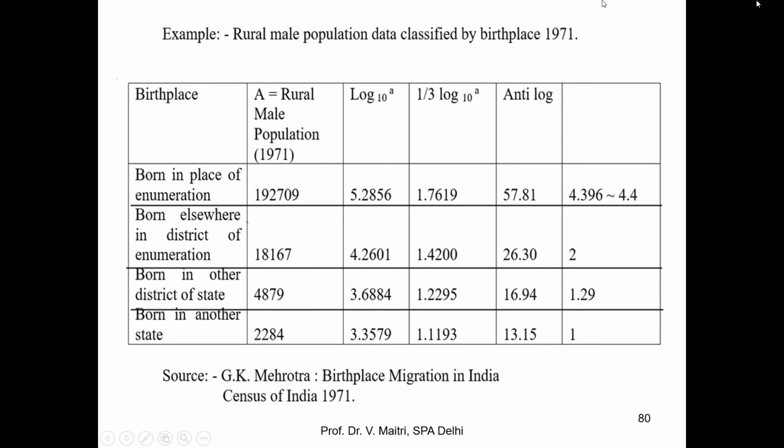So we have computed the cube roots: 192709 gives 57.89, 18167 gives 26.30, 4879 gives 16.94, and 2284 gives 13.15. Now this 13.15 is the smallest value, so divide all these values by 13.15. So it is 1, 1.29 is 2, and 4.396 is approximately 4. So this is the size of our cube. This is our 1 centimeter or 1 inch, your choice.